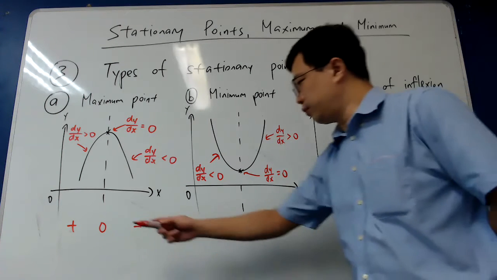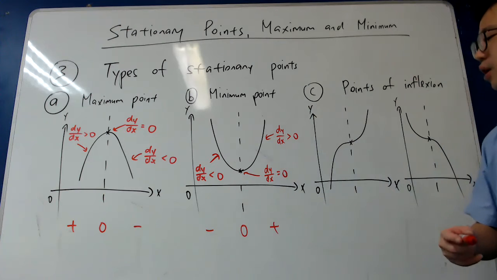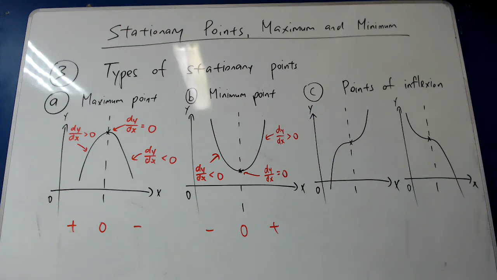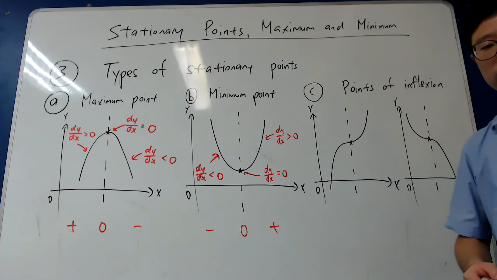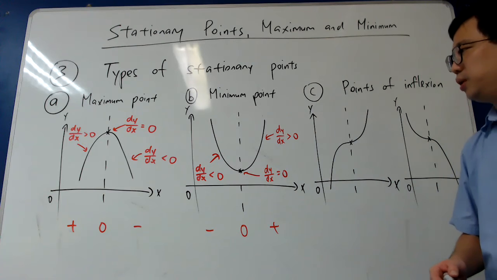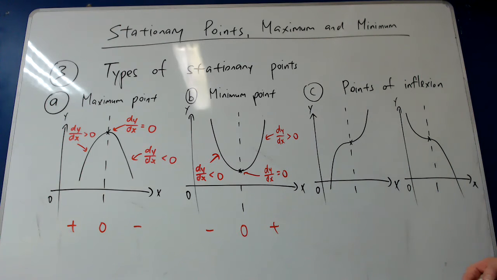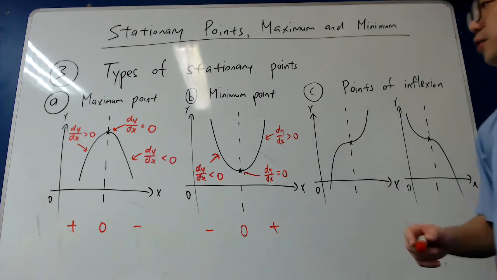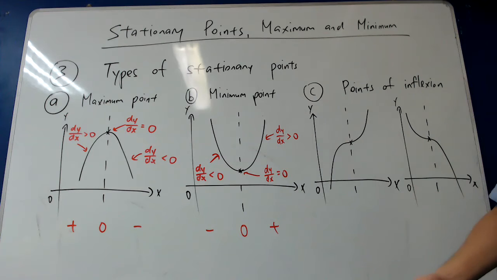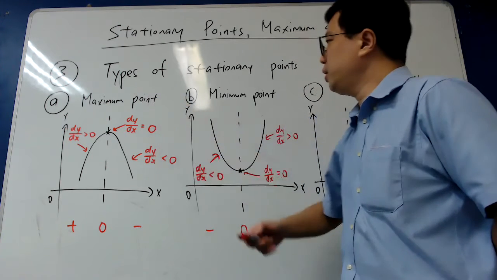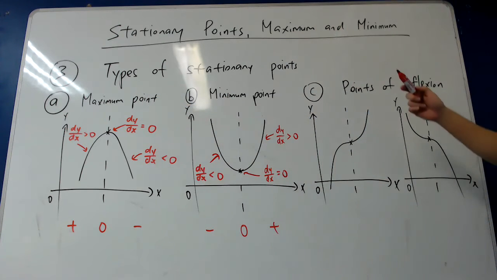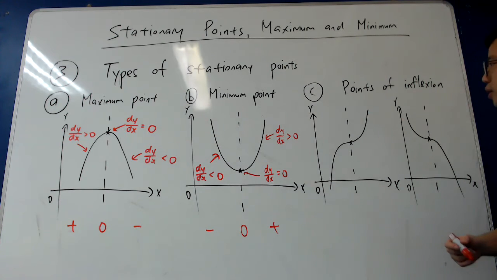You need to take note of this because this will be used in what we call the first derivative test to determine the kind of point that a stationary point is, which means whether it is a maximum point, minimum point, or point of inflection. Now let's look at the points of inflection.